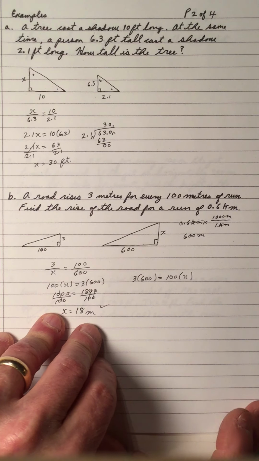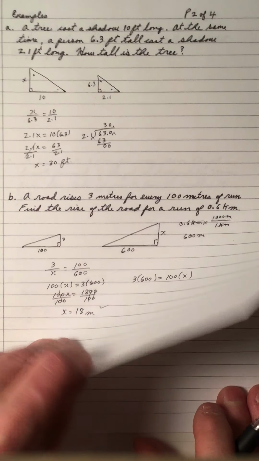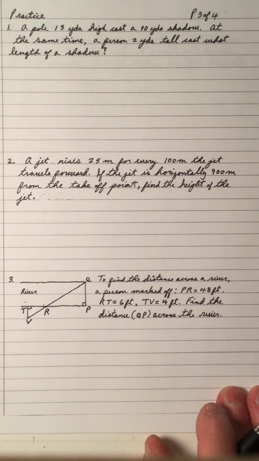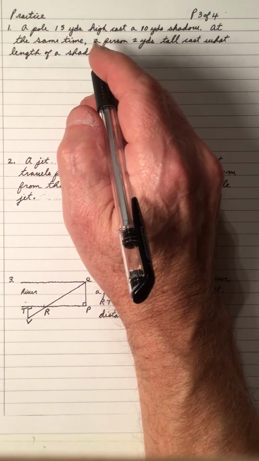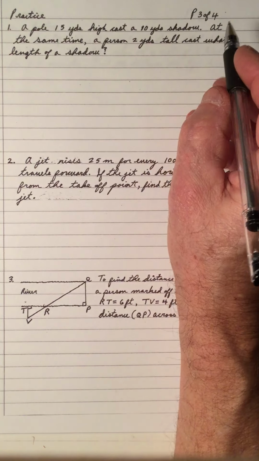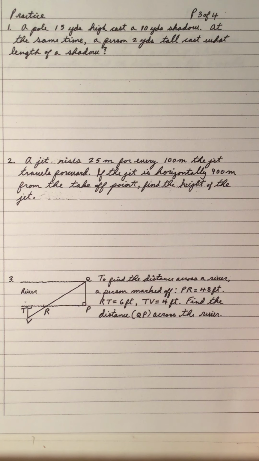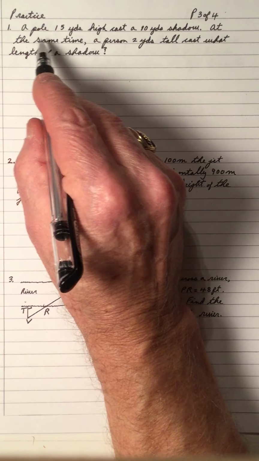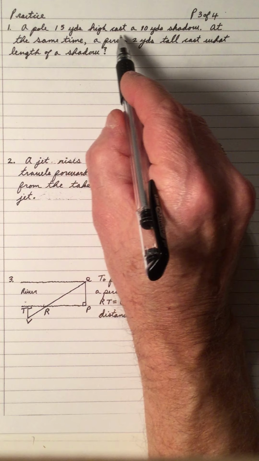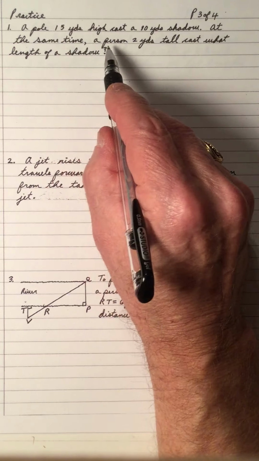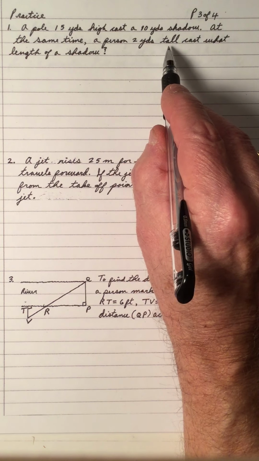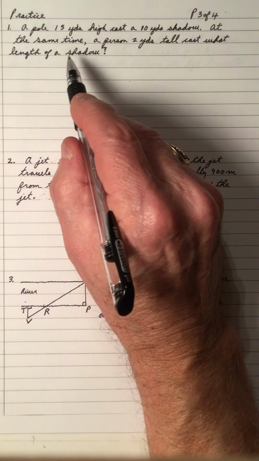Let's continue with some more word problems. Again, we're forming similar triangles, and their corresponding ratios are equal. Practice means pause the video and work out the problem as we have it. Let's see. Do one at a time. A pole 15 yards high casts a 10-yard shadow. At the same time, a person 2 yards tall casts what length of a shadow?